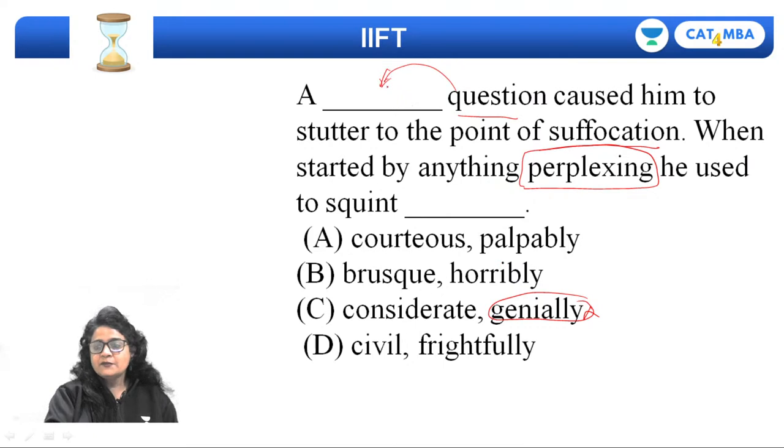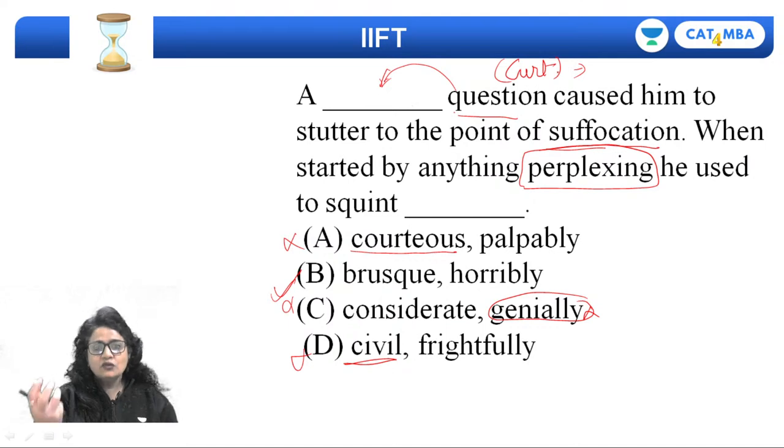So here, the first blank becomes your clue. Here, the question can be courteous. So it's very polite. If the question is very courteous, polite, why would somebody feel suffocated? Answer is not A. If the question is so civil, sorry, considerate is also eliminated because of genial. Now if the question is so civil, civil is again something which is polite, courteous, in a civil manner. So that is also not the answer. Answer is very clearly brusque. Brusque is a curt reply. Curt, brusque questions are extremely pithy or extremely concise to the point of being impolite. It was a brusque reply. So it was very short, but at the same time it was impolite. Theek hai? Answer is B.